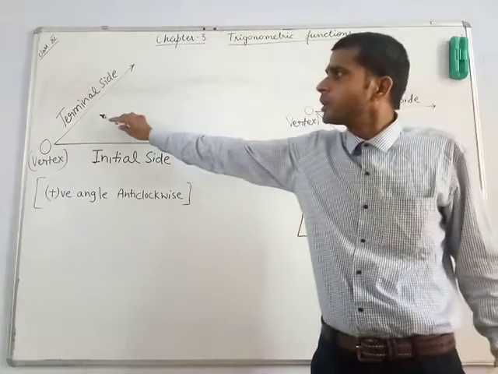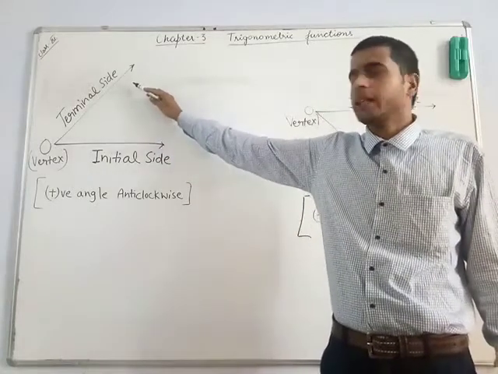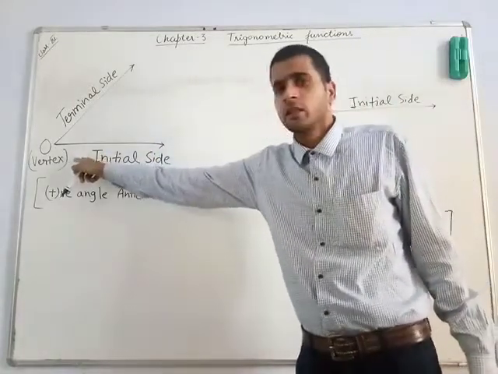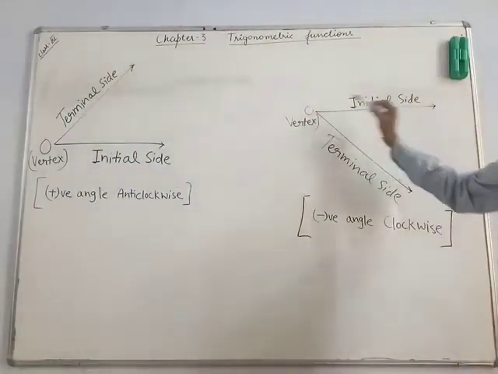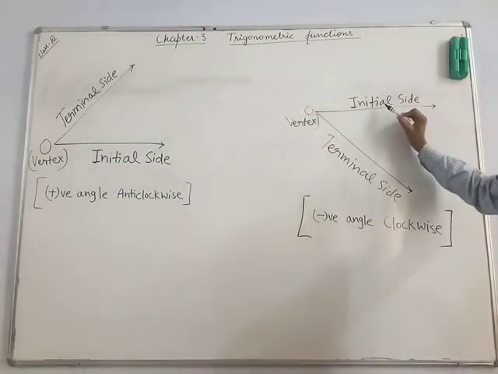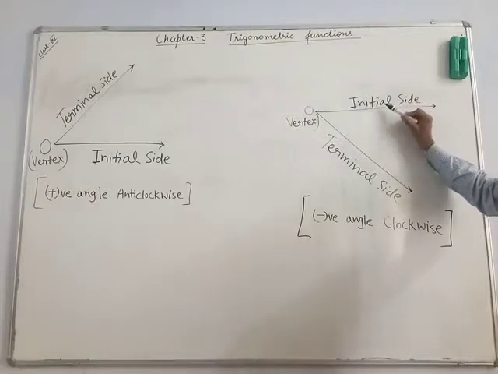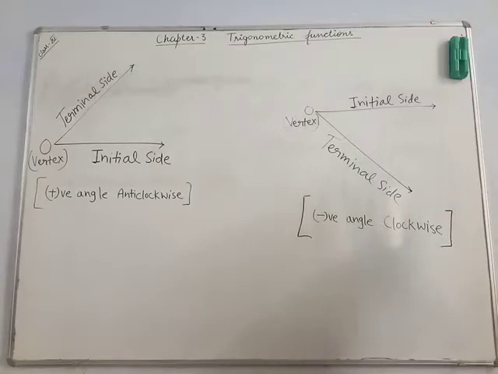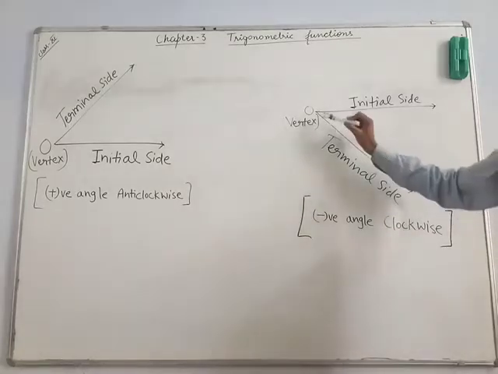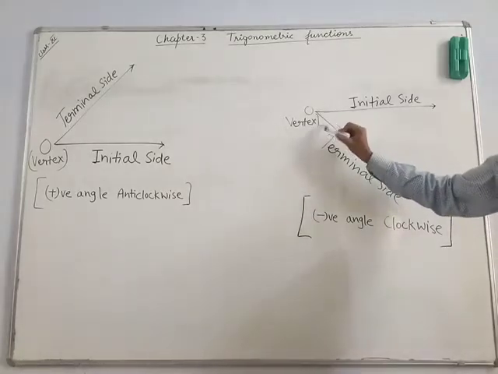The final position of a ray is called the terminal side. The center of rotation is called the vertex. Same thing: the initial position of the ray is called the initial side, the final position of the ray is called the terminal side, and the center of rotation is called the vertex.